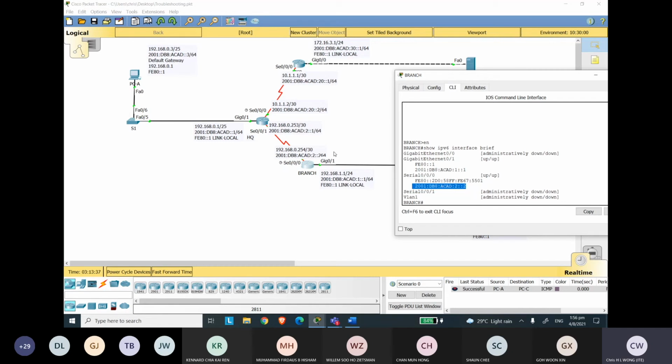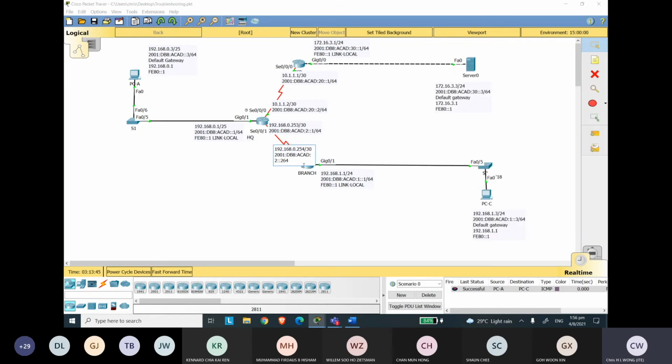Is it 2 correct? 2. Oh, I actually clicked wrongly. Actually, it's correct. I missed this one. Yeah, actually this is correct. It's because I can't see here now.